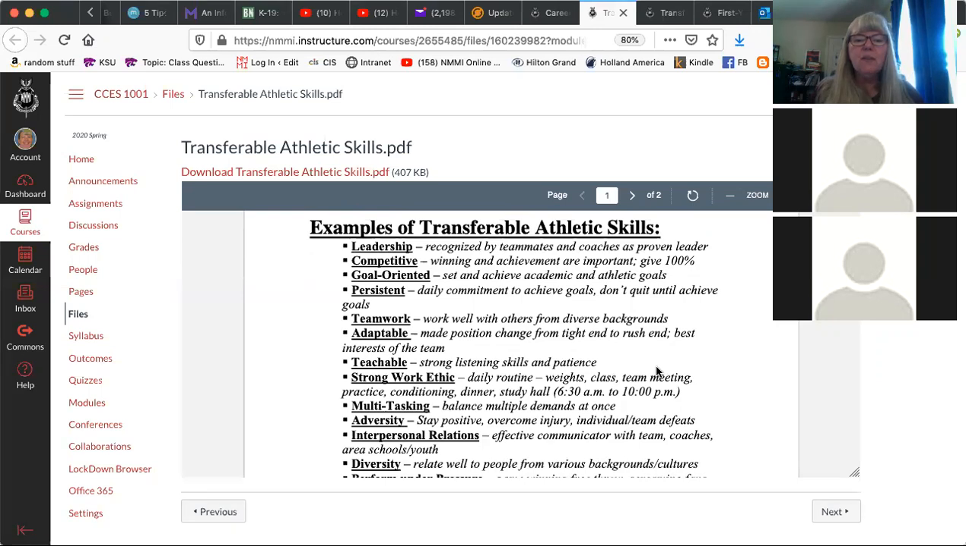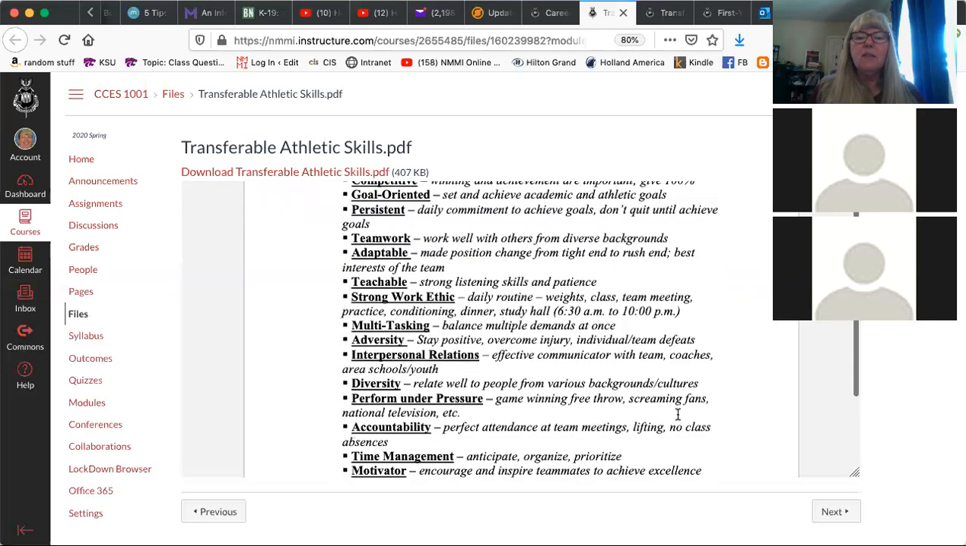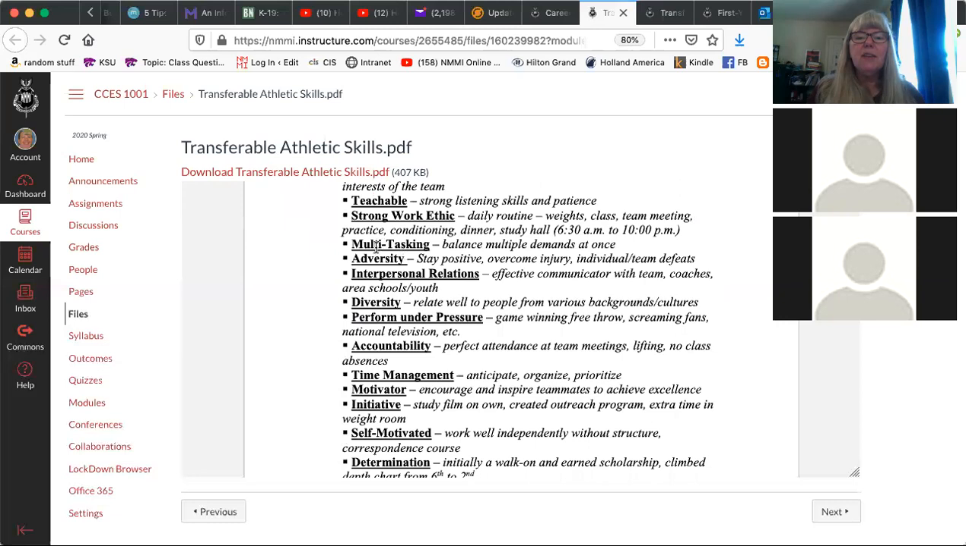Okay, other things, goal-oriented, set and achieve academic and athletic goals. It could be academic and career-related goals, anything of that nature. So these are just to give you an example of many things that you could include here. You see multitasking, balance multiple demands at once. Here's another one for adversity, stay positive, overcome injury, individual team defeats. So for that, in our current situation, you could say staying positive in the face of new educational challenges, something of that nature. For interpersonal relationships, you see it says effective communicator with teams, coaches, areas, schools, and youth. So you could expand that into personal relations, effective communicator with teams, coaches, instructors, things of that nature.